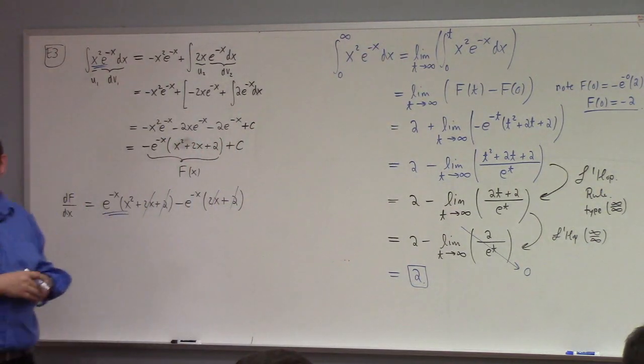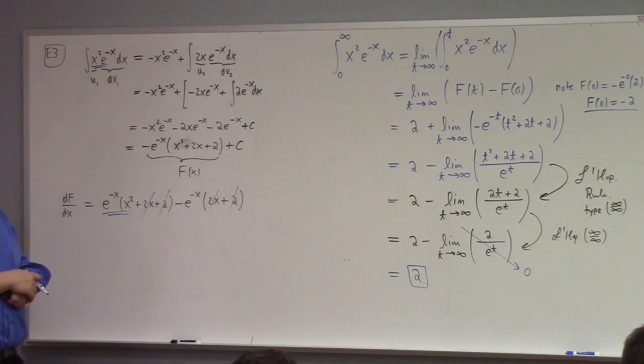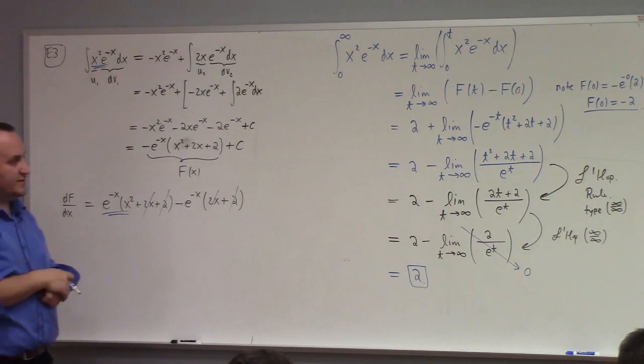Yep. Wait, how'd you get to 2 in the first place? Like outside of the limit. F of minus f of 0 is minus a minus 2, which is 2. Yeah.